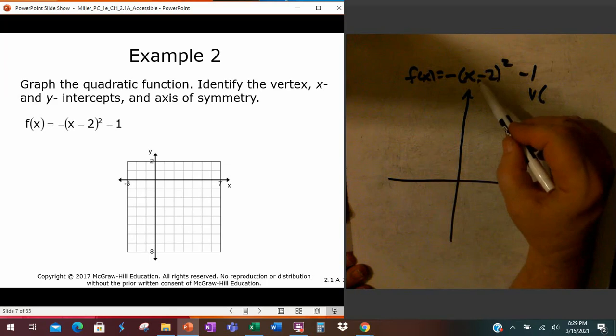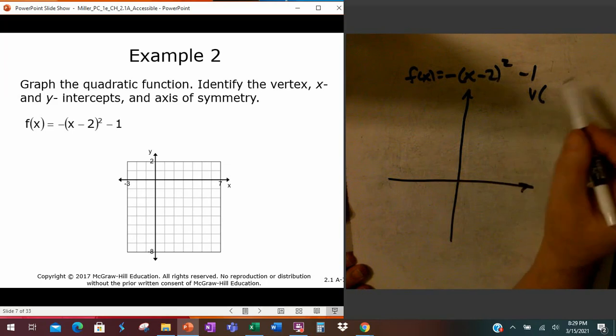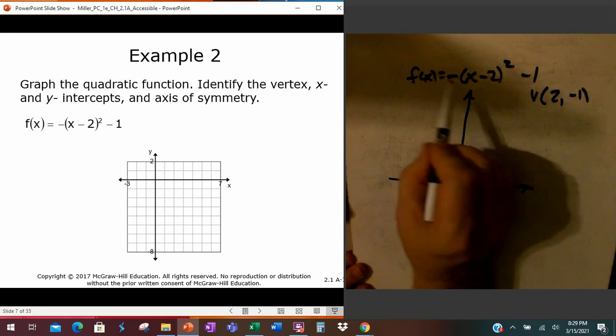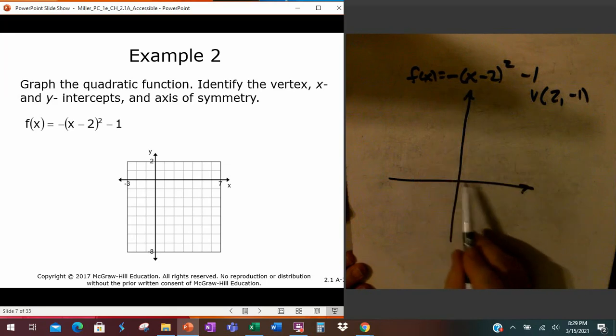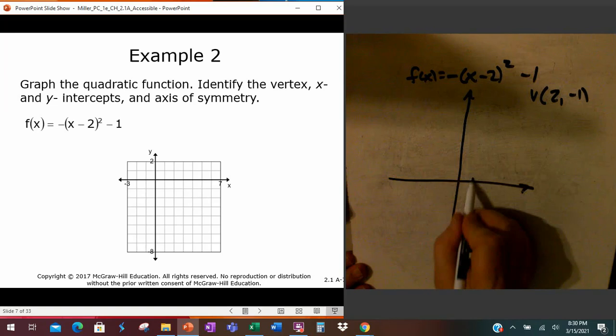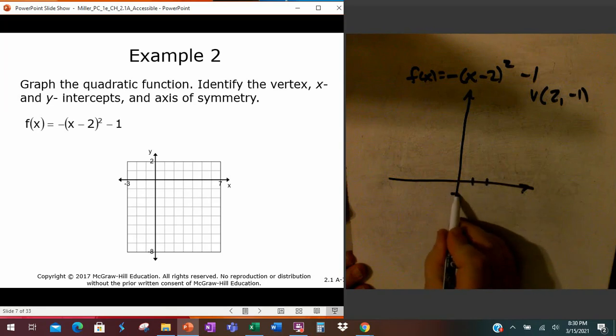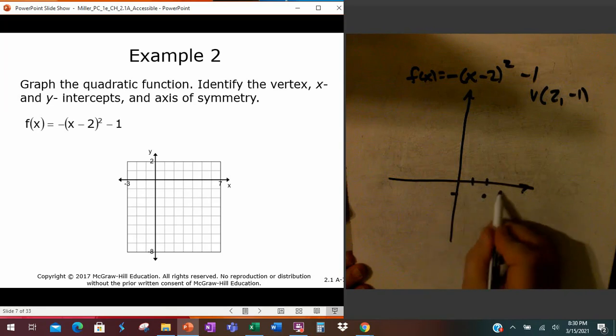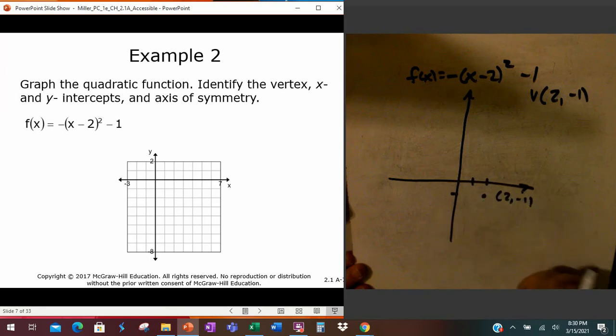The vertex I read off here is the x minus. That's what I'm looking for. So 2, negative 1. I've moved the graph to the right 2 from 0. That's plus 2, and then down 1. So here's 1, 2, there. Here is 2, negative 1.